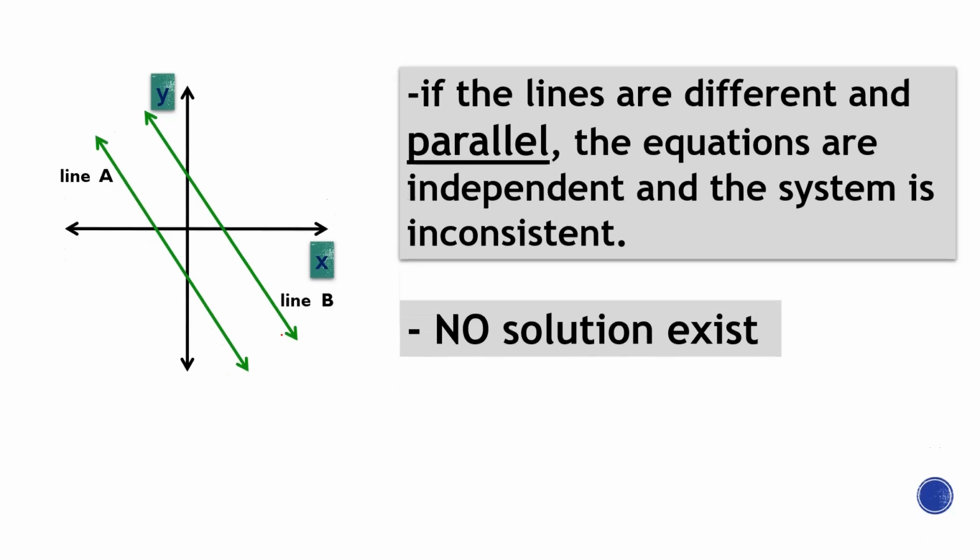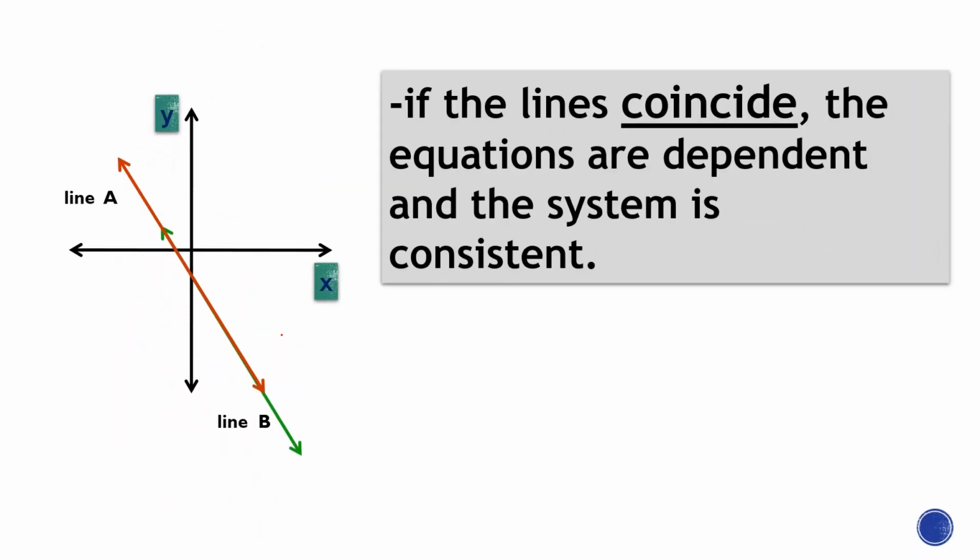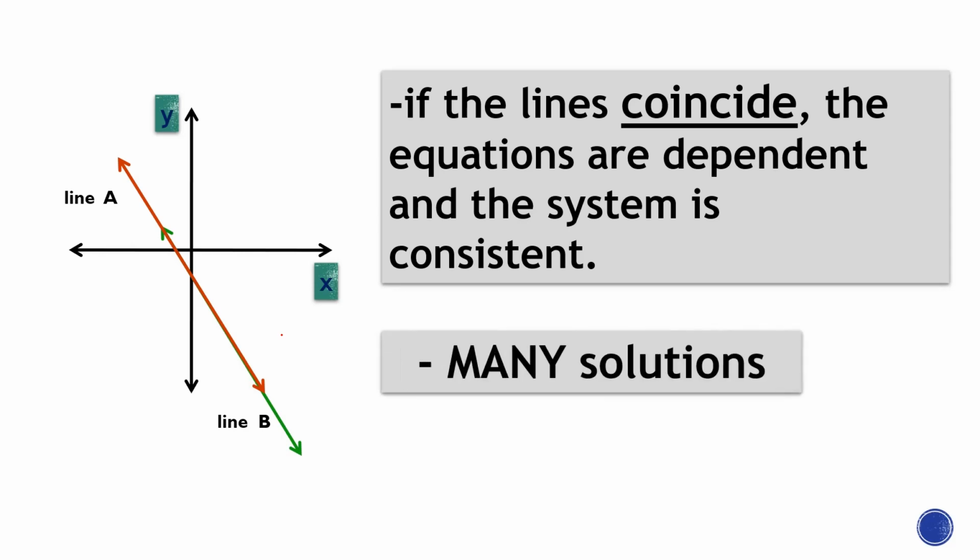Okay? Next, another possibility is that the lines coincide. The keyword is coincide. The equations are dependent and the system is consistent. There will be infinitely many solutions if that happens. So here we're talking about graphs.